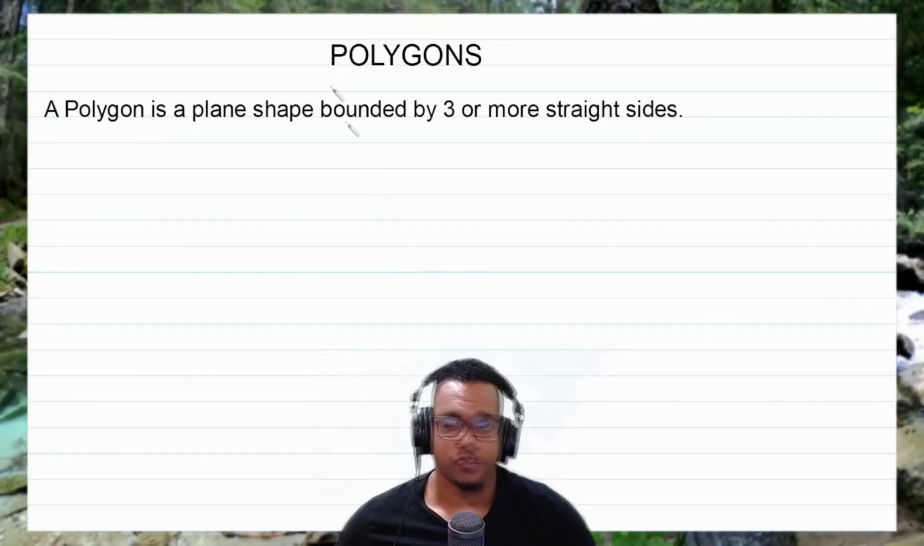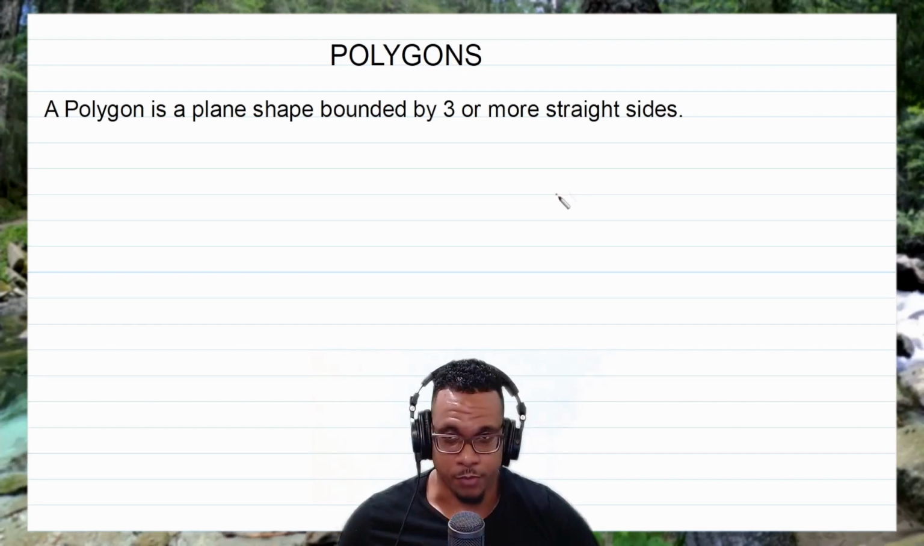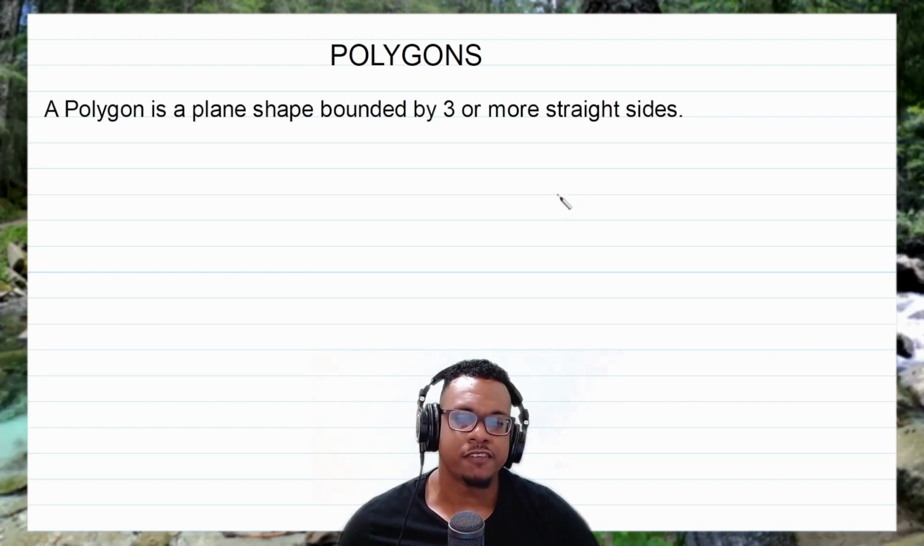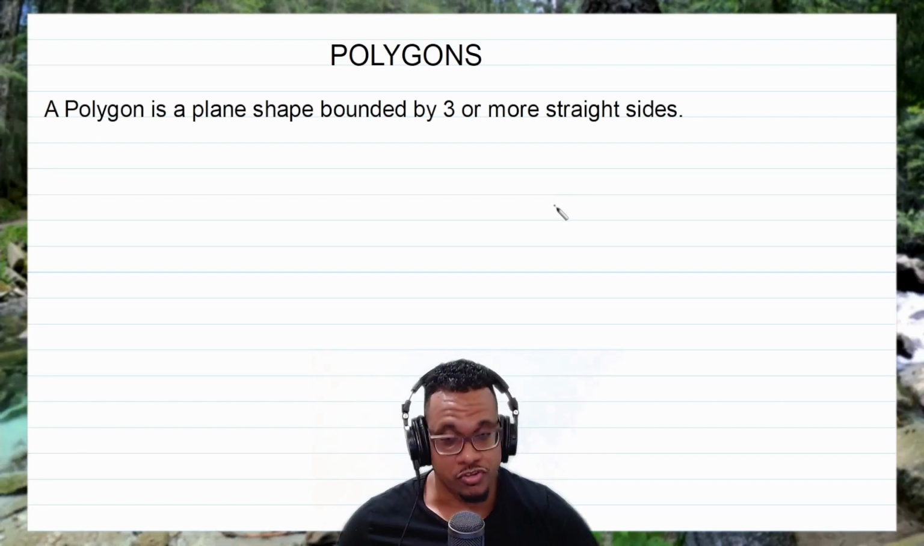In this video, we are going to be looking at polygons. Now, a polygon is a plane shape bounded by 3 or more straight sides. So a triangle would be a polygon because it's a closed shape and is bounded by 3 sides. So that will be the first polygon, a triangle. Then you'll have a quadrilateral, which is any 4-sided shape.